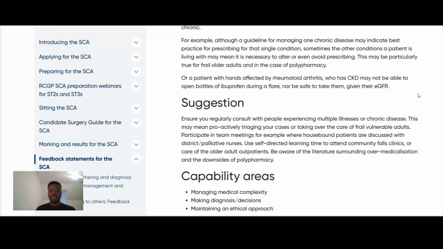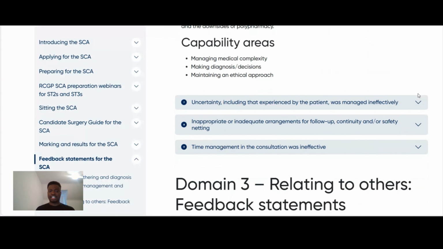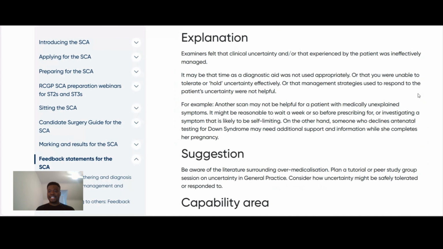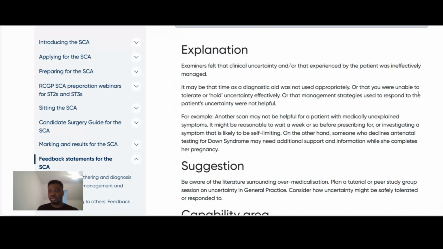The next one is uncertainty, including that experienced by the patient, was ineffectively managed. What does that mean? Many times we do not know for sure what's happening to this patient. We've taken a solid history, we've examined many times, we still do not know. How then do we manage this uncertainty to the patient? How then do we manage this uncertainty even ourselves? When does this patient need to begin to worry? When should they seek help?